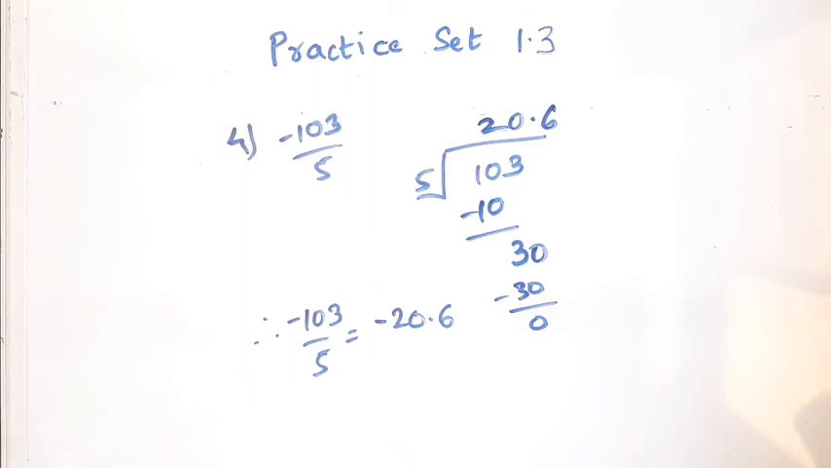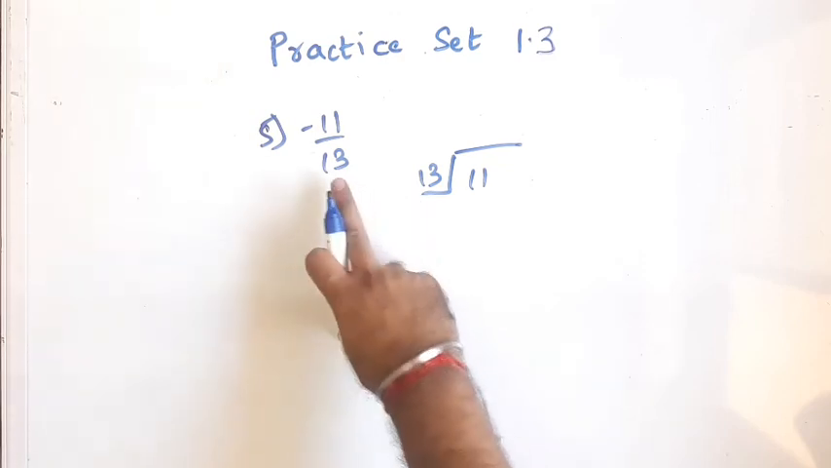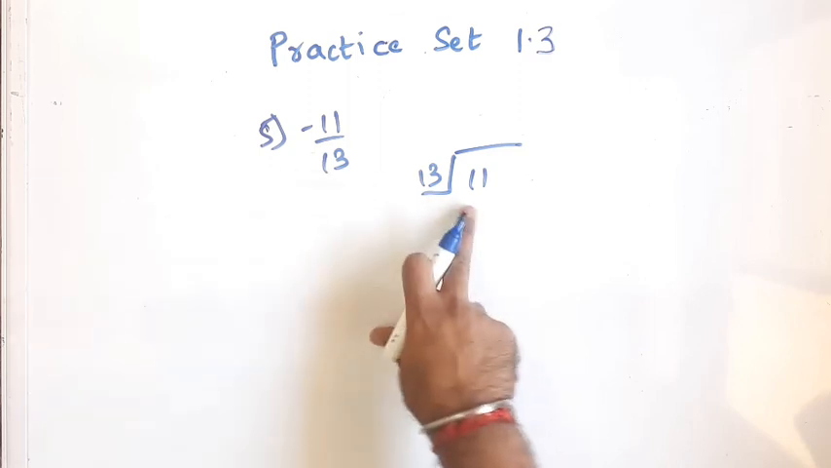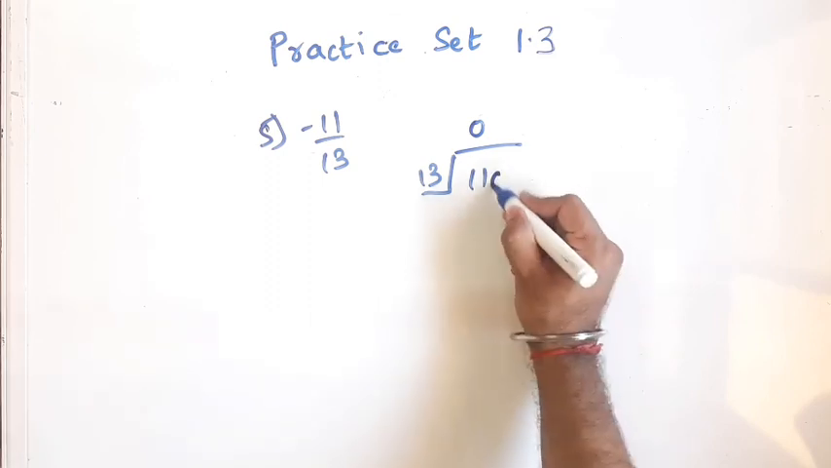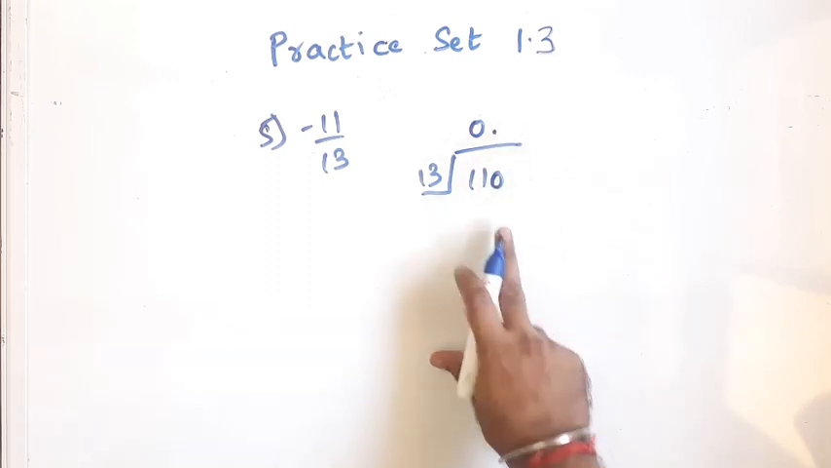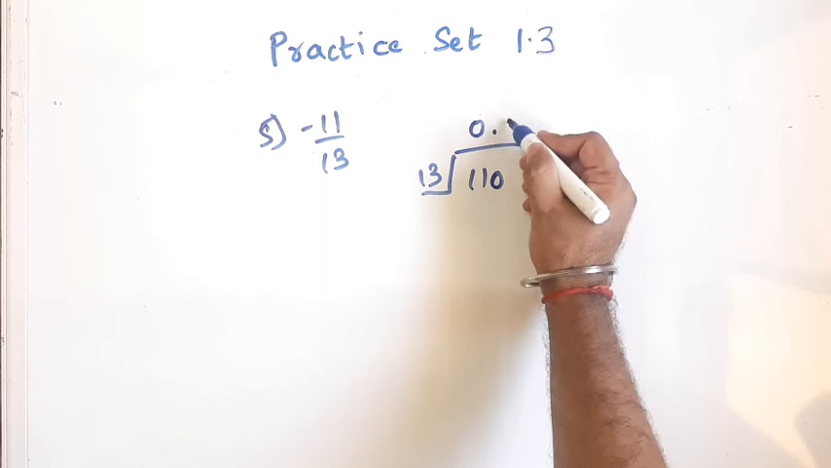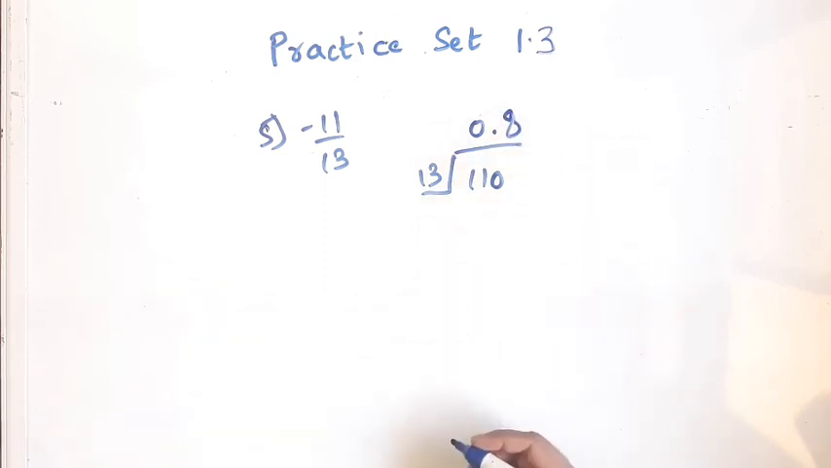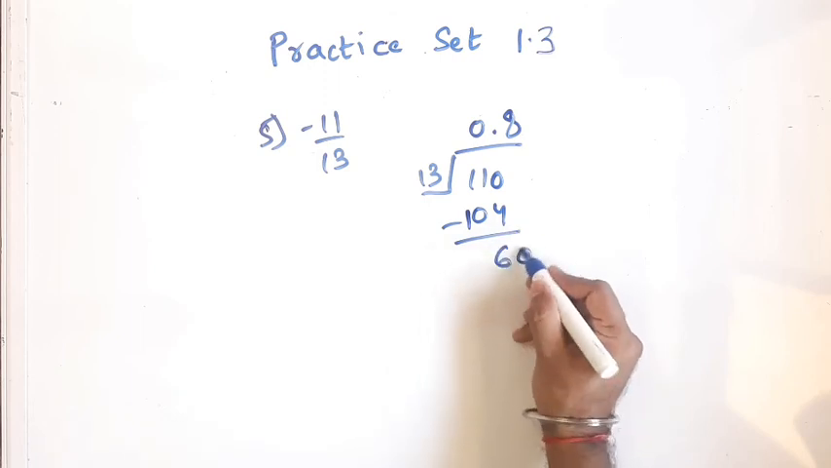Then we'll come to the fifth one. You can see it is minus 11 by 13. So what we'll do, place the denominator 13 as the divisor and 11 here. Now 13 zeros is 0, we cannot divide, so put a 0 here, put a point here. Now it is 110. You know the table of 13, children. 13 9 is 117, so I'll take 13 8s. What is 13 8s? It is 104. 6 remains, put a 0.